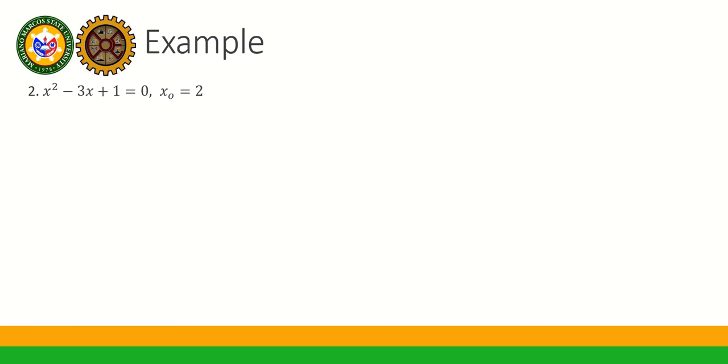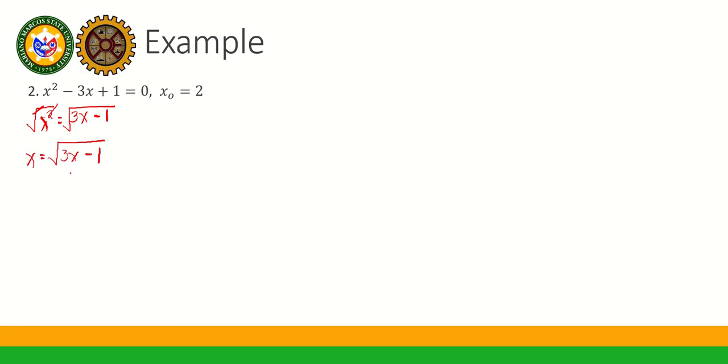Same function tayo, but this time x sub 0 is equal to 2, and we try to use another equation for x. So, let's try, eto, x squared is equal to, transpose natin itong dalawa sa kabilang side, that will be positive 3x minus 1. And in order to eliminate si square dito, kailangan natin kunin yung square root ng both sides. So, our x is equal to the square root of 3x minus 1.